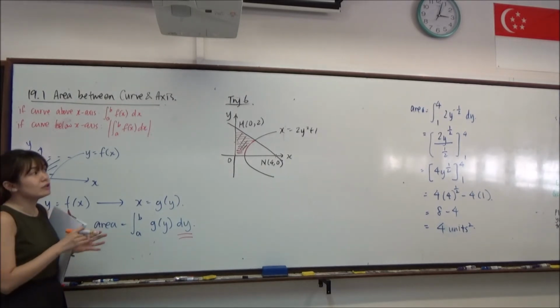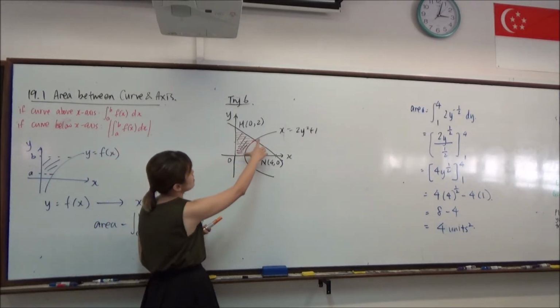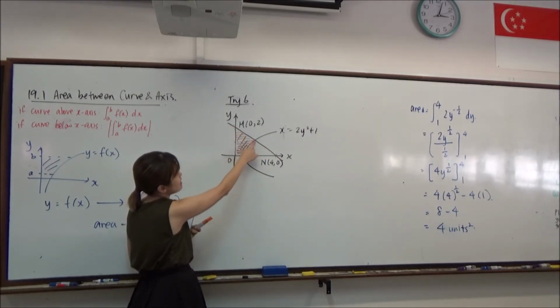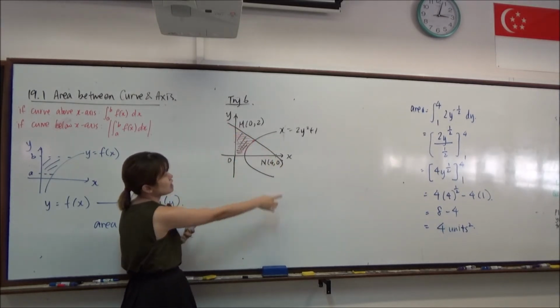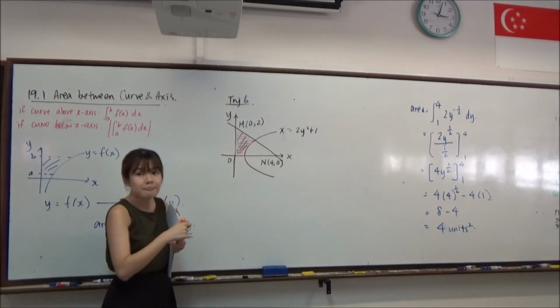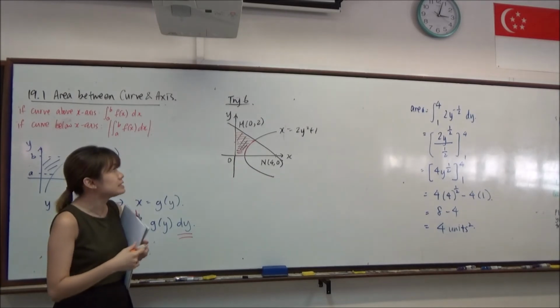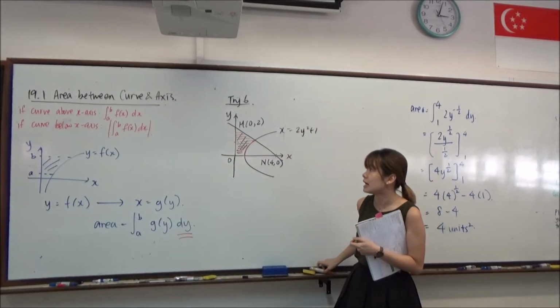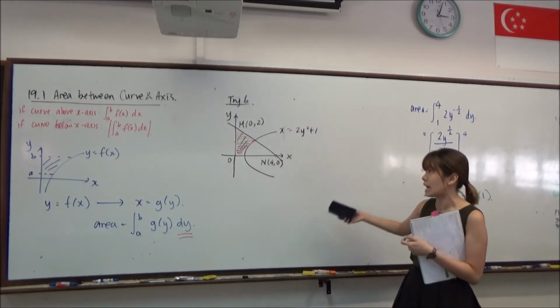Because in order to find the area, it is not the area between the curve and the y-axis, because this part is actually the straight line that we've been given, whereas over here is the curve itself. So that means that if I want to find the area, I will need to find out the equation of the straight line.